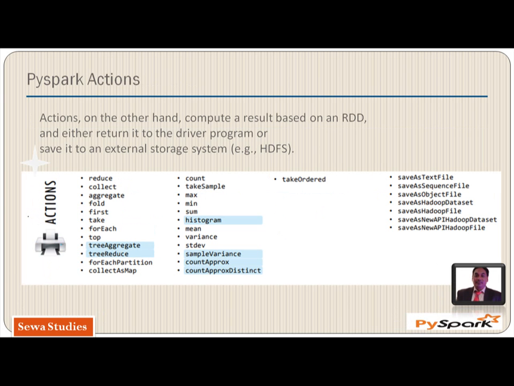Next is the action. Action basically returns a value. Actions are RDD operations that give an RDD value. The value of the action is stored in the driver or in an external storage system. Collect, count, first, take and top are actions. We also have reduce, fold, forEach, min, max and sum. These are the actions of PySpark.